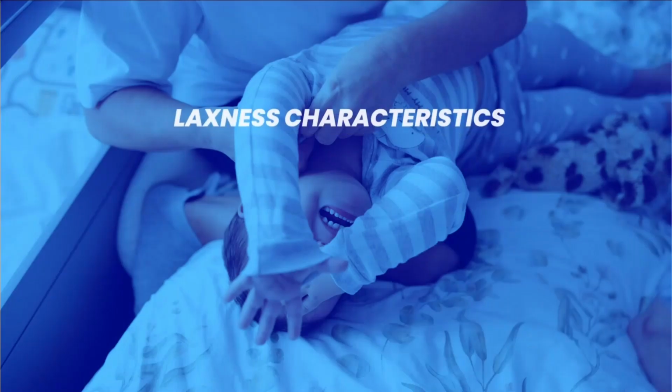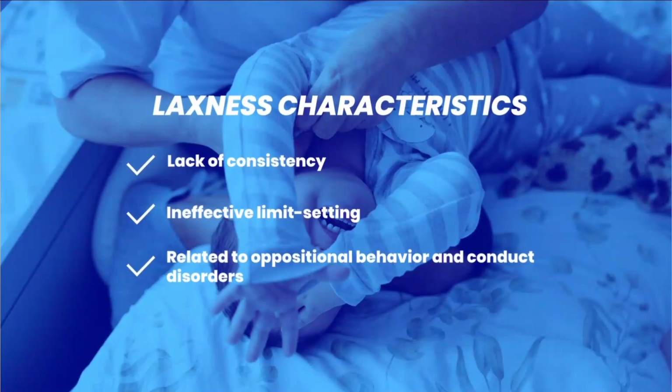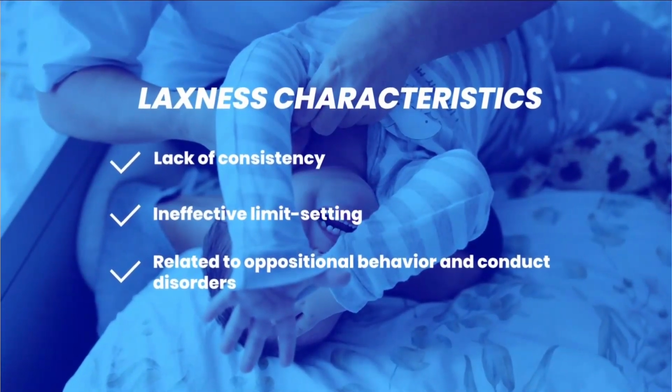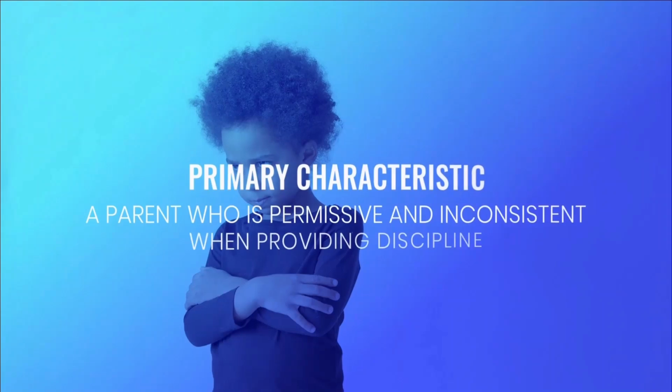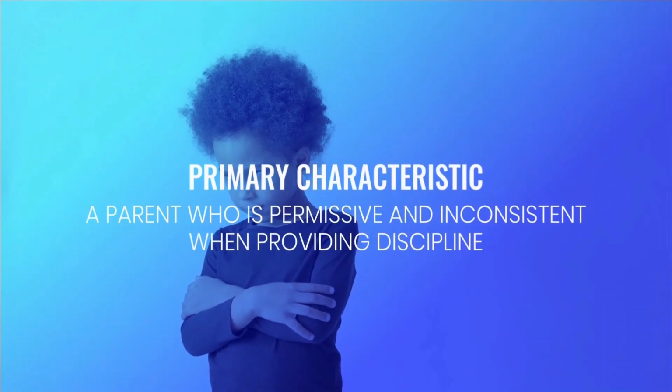Characteristics of laxness, if we were to say what happens with parents who score high in this, they may have these characteristics: a lack of consistency in their parenting and their discipline techniques. They may have ineffective limit setting, and this also may be related to oppositional behavior and conduct disorder per the research that's out there. The primary characteristic of high scores of laxness is a parent who is permissive and inconsistent when providing discipline.